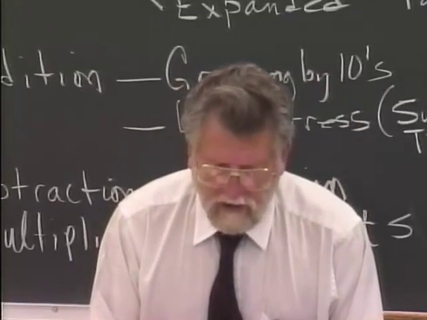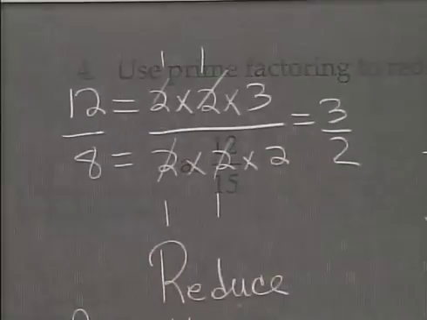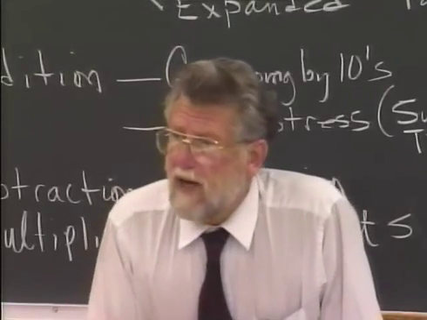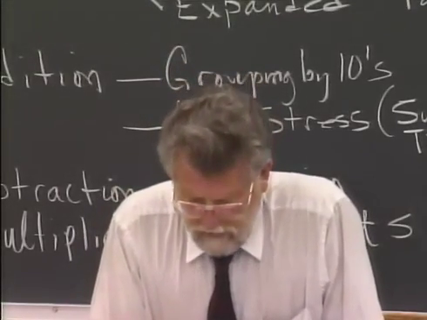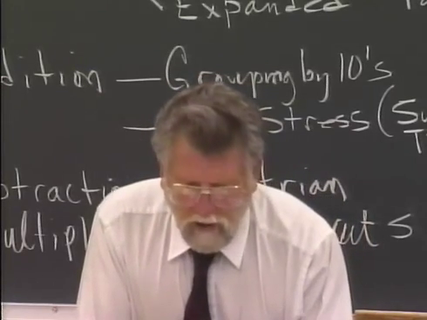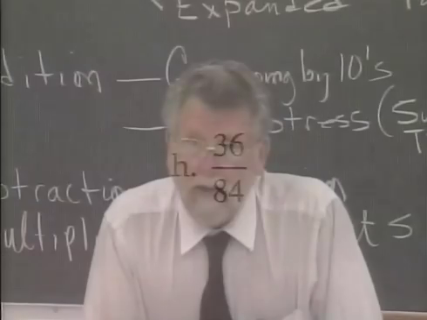And then this is where you're going to do what I just talked about, use prime factoring to reduce. So this is our 12 over 15 on the board. So we come back to that problem. We had 12 over 8. If you can just show me the prime factoring without showing the division, that's acceptable. If you have to, in something like 4h, where we have 36 over 84, if you have to show me the divisions on that one to get it as a product of primes, then do so.